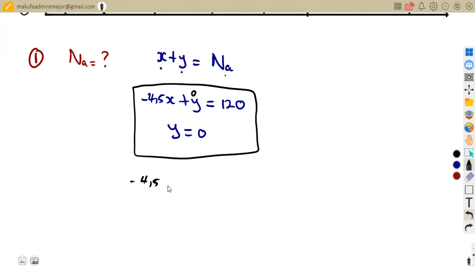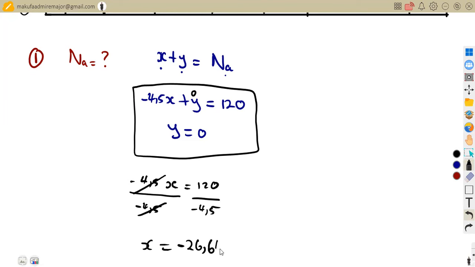So we remain with minus 4,5x plus 0, which is equal to 120. To find x, divide by minus 4,5 on both sides. So our x is going to end up as minus 80 over 3, which is minus 26,667. So this is the value of x.